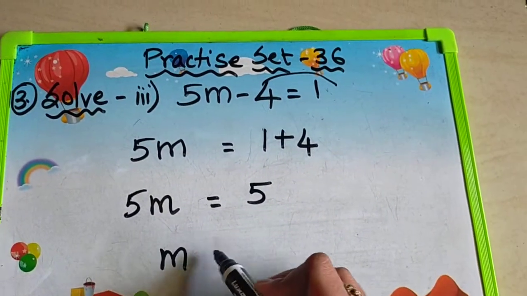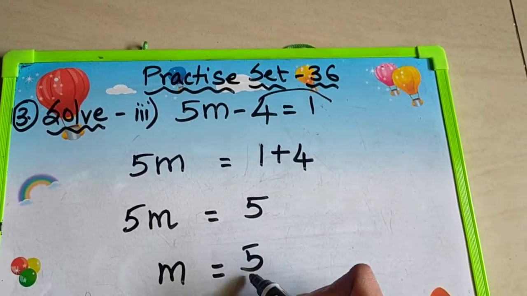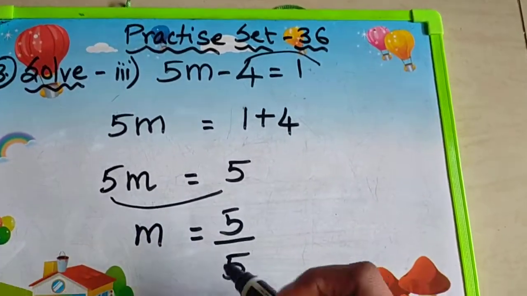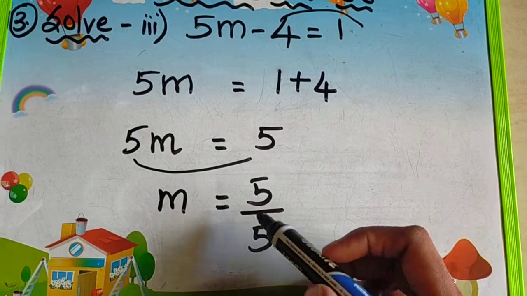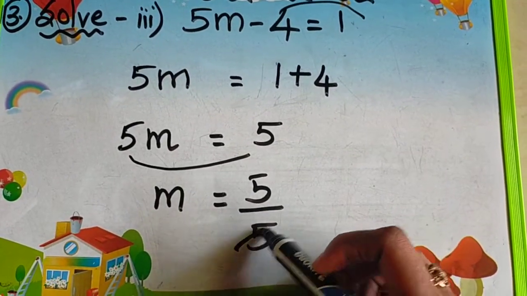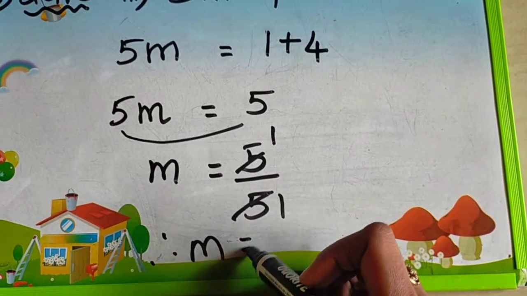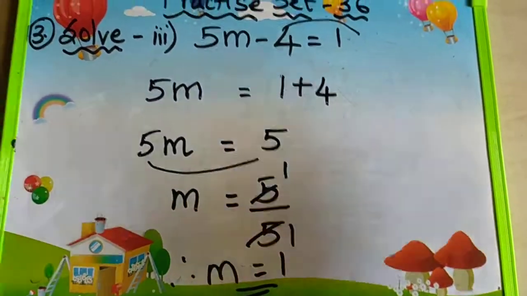Now it's very simple. m will remain here and this 5 will also remain here. Bring it to this side and divide. Okay, this 5 will come over here and we will divide. So it will be m equal to 5 divided by 5. So 5 ones are 5. 5 ones are 5. So therefore m is equal to 1. It is as simple as that.